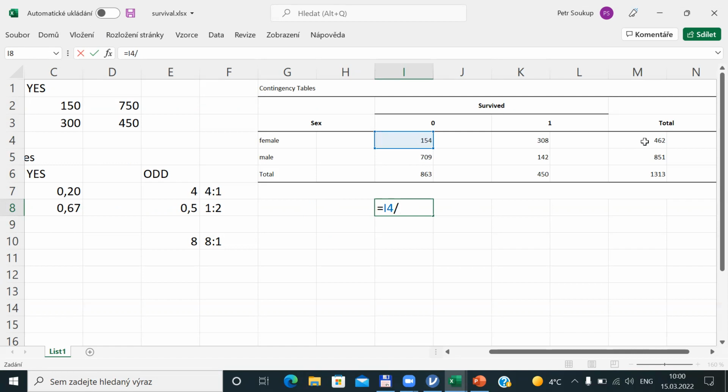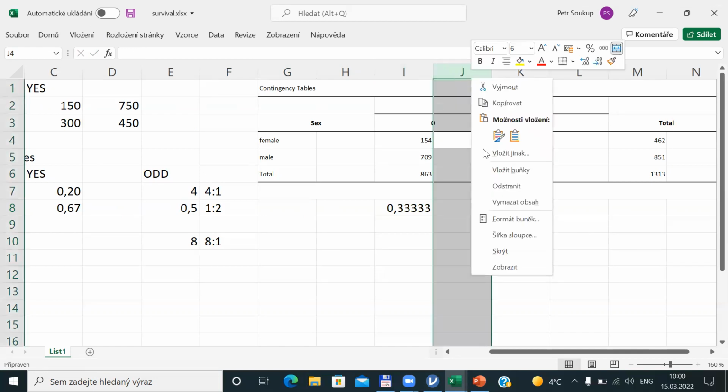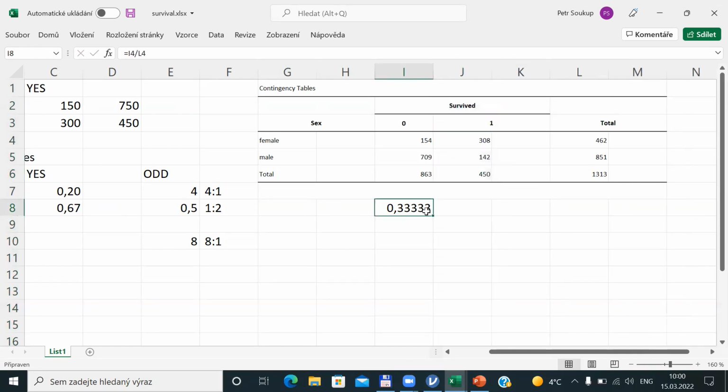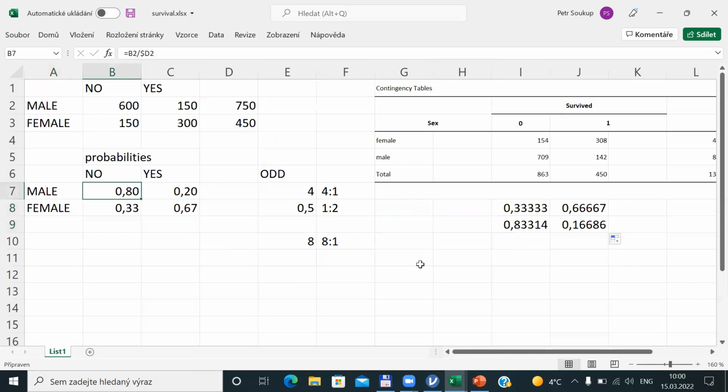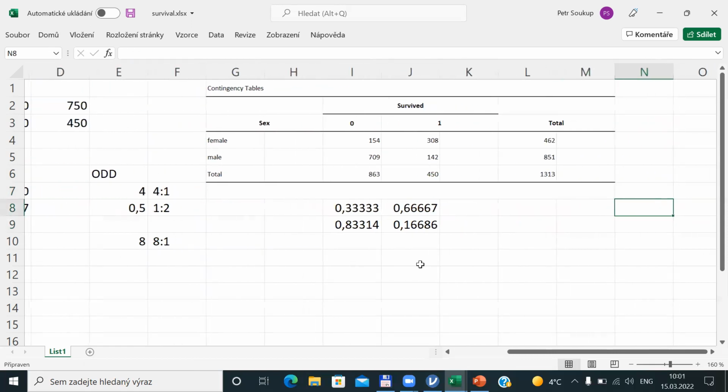So here we have probability for female to be dead. And the same, I will only erase this column for simplicity, and I will only fix columns for computation. So here we have 1/3 and 2/3 for female, and approximately 0.83 and 0.17 for male. So these figures are quite close to our previously computed results. Only previously computed results were maybe slightly smoother for next computations.